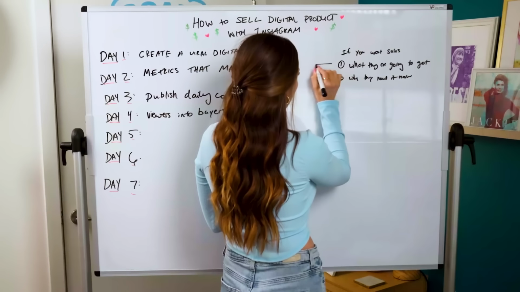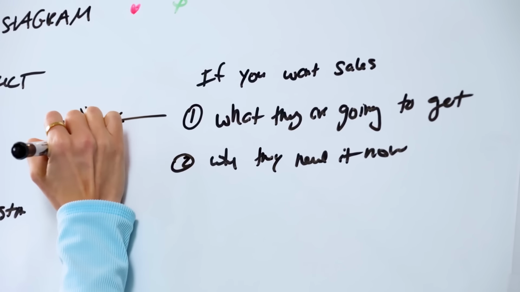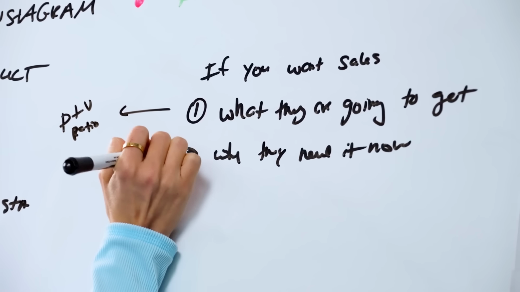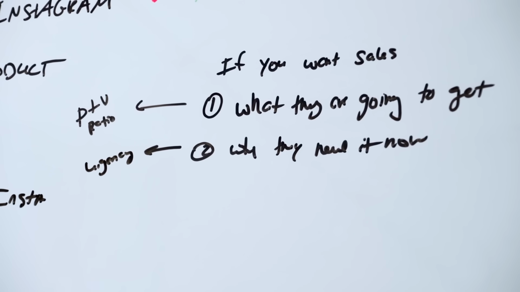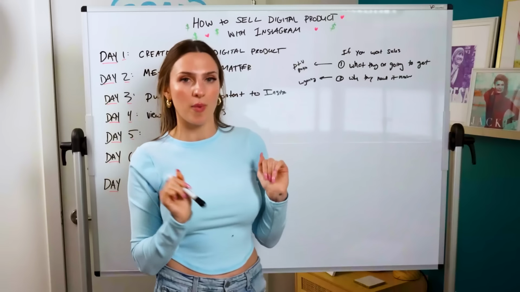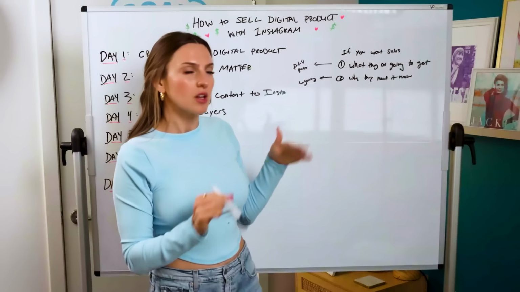In other words, you have your price to value ratio and you have your urgency. If people don't understand why they're getting a good deal, they won't buy. If people don't understand why they need it right now, if it doesn't have that urgency, they won't buy.